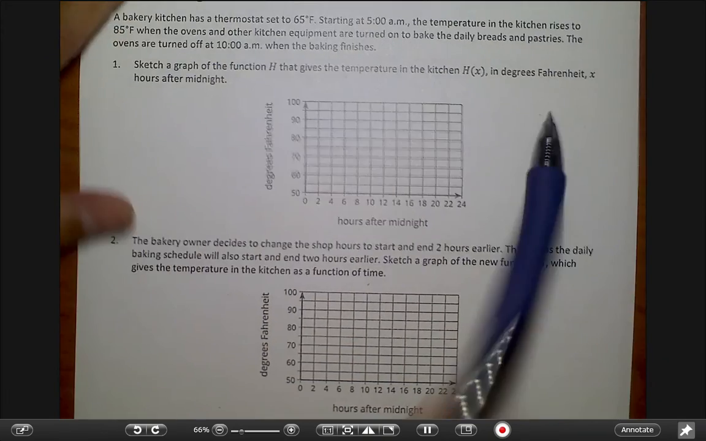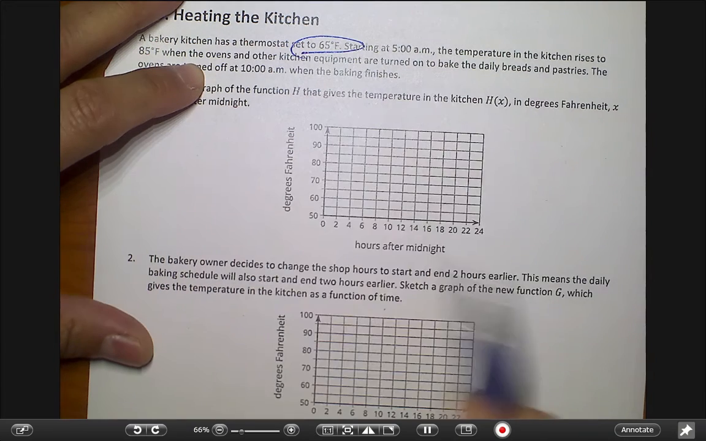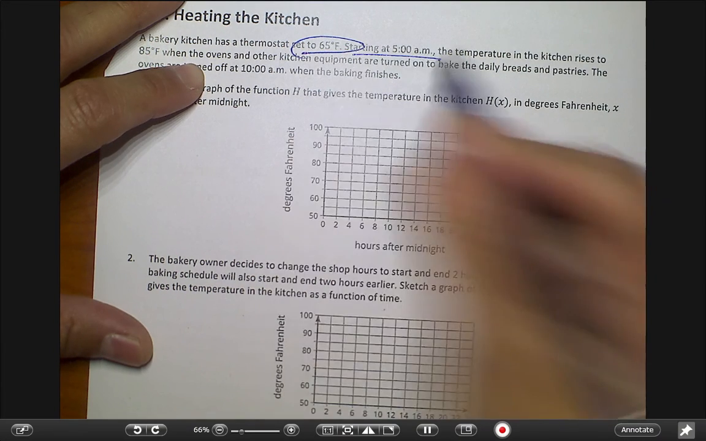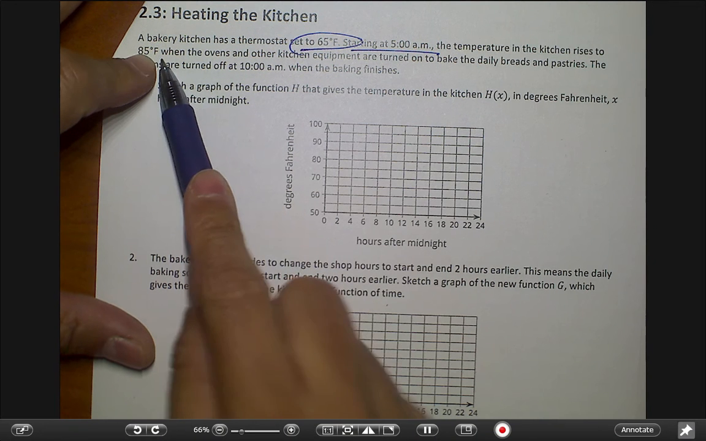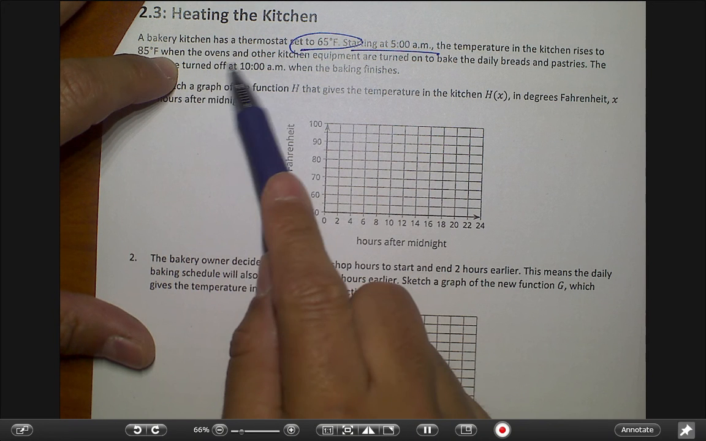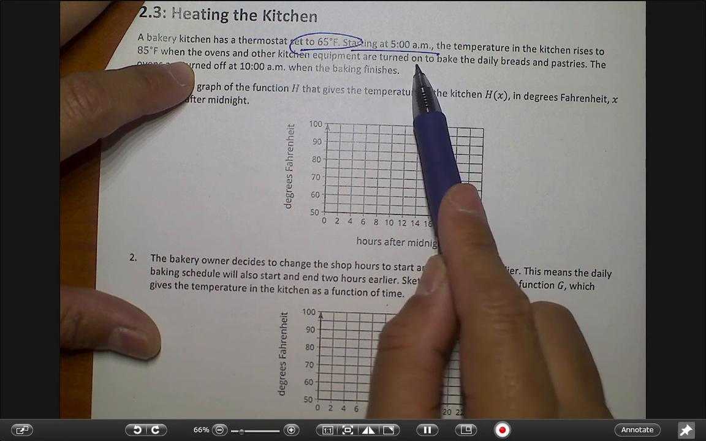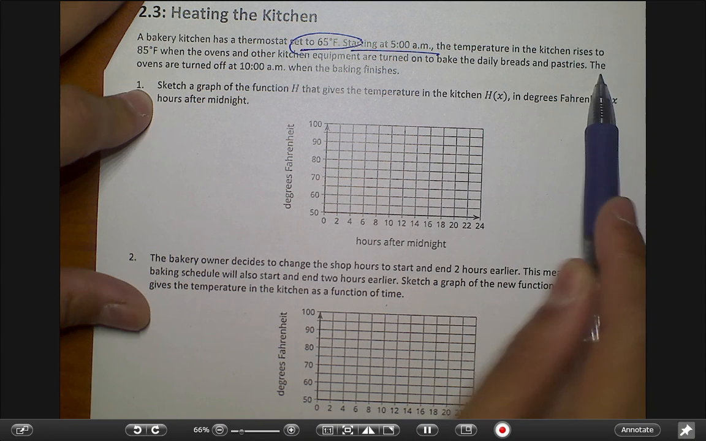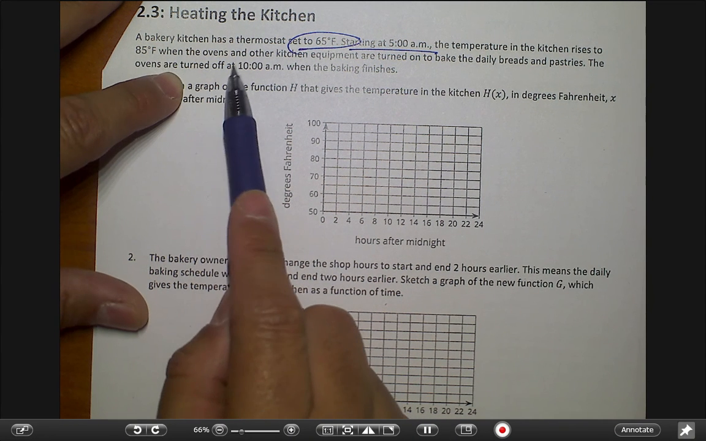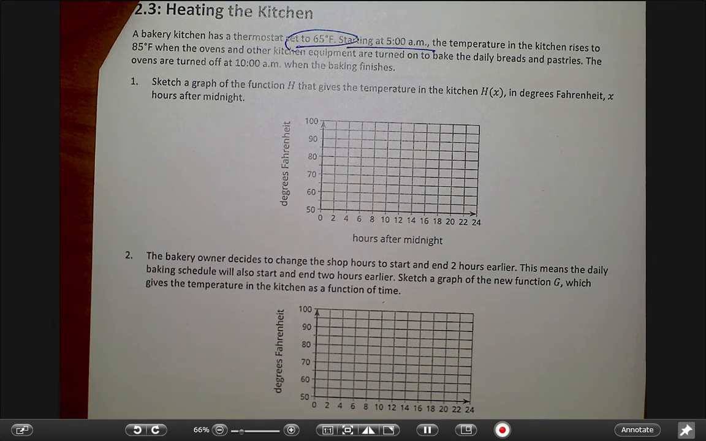Okay, so let's take a look. A bakery has its thermostat set to 65 degrees starting at 5 a.m. The temperature in the kitchen rises to 85 degrees when the ovens and the other kitchen equipment turn on to bake the daily breads and pastries. The ovens turn off at 10 a.m. when the baking finishes. So, what should be the ambient temperature?